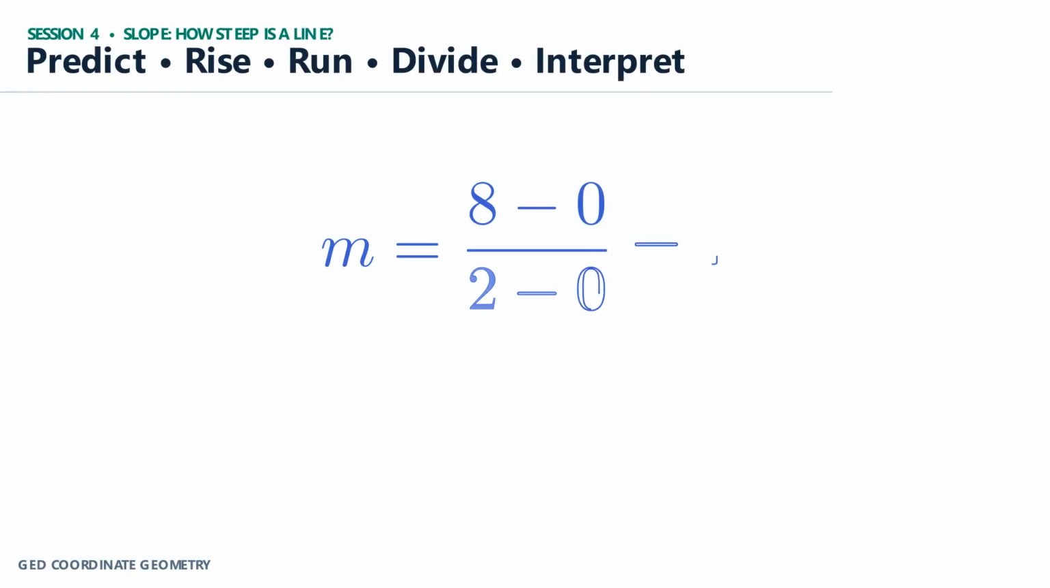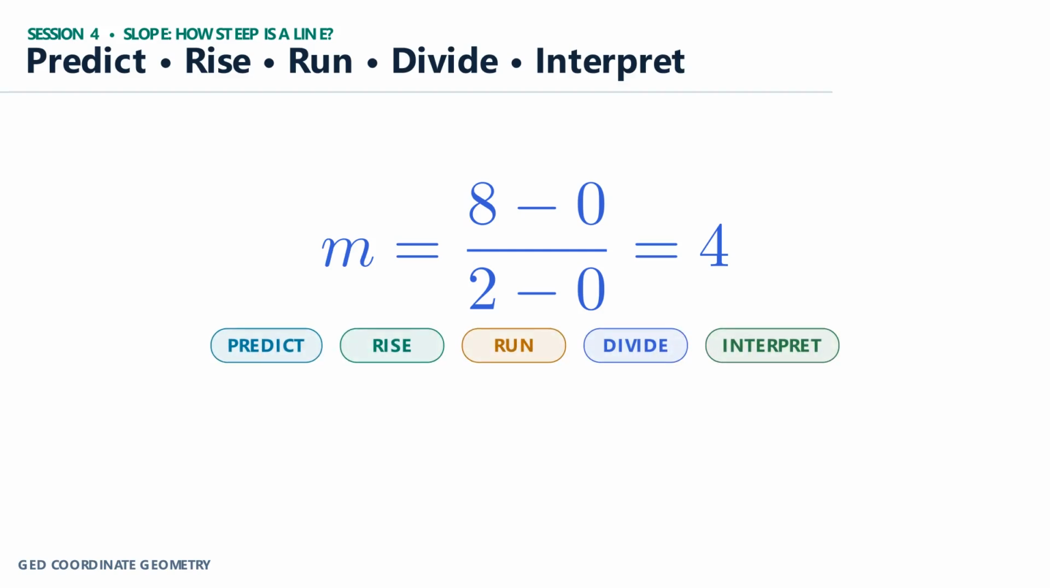Use this routine. Predict the sign. Calculate rise. Calculate run in the same point order. Divide and simplify. Then interpret the result. Final check. Through (0, 0) and (2, 8), rise is 8 and run is 2. So the slope is 4.